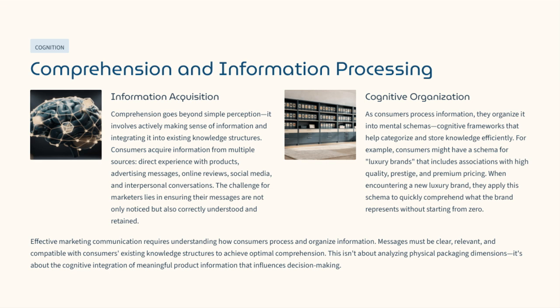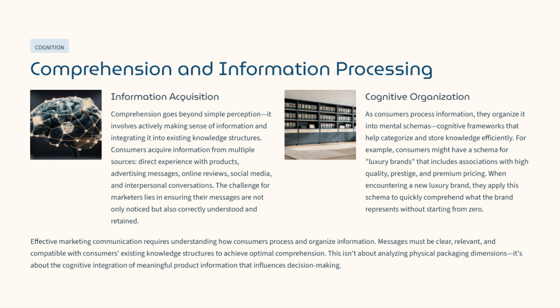As consumers process information, they organize it into mental schemas. These are cognitive frameworks that help them categorize and store knowledge efficiently. For example, many people have a schema for luxury brands that includes ideas like high quality, prestige, and premium pricing. When they encounter a new luxury brand, they apply this schema to quickly understand what the brand represents without having to start from scratch. This process of cognitive organization is crucial because comprehension goes beyond just perceiving information. It involves actively making sense of what they see or hear and fitting it into their existing knowledge structures.